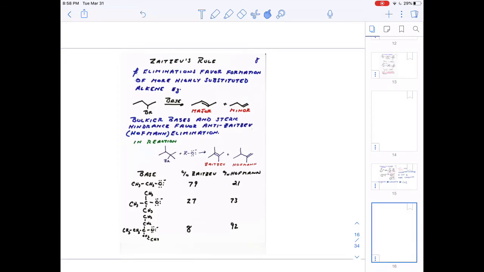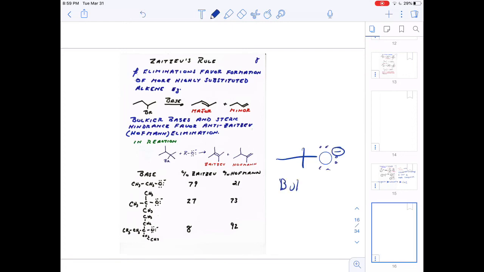Okay, Zaitsev rule. Beta elimination favors formation of the more highly substituted alkene. So yeah, Zaitsev's rule is basically just repeating that it prefers the more substituted double bond. Bulkier bases and steric hindrance favor anti-Zaitsev elimination. Okay, so if you have a base and it's really large, you're going to form the minor product. So let me give you his favorite bulky base. It's called tert butoxide, if I remember correctly, and it looks like this.